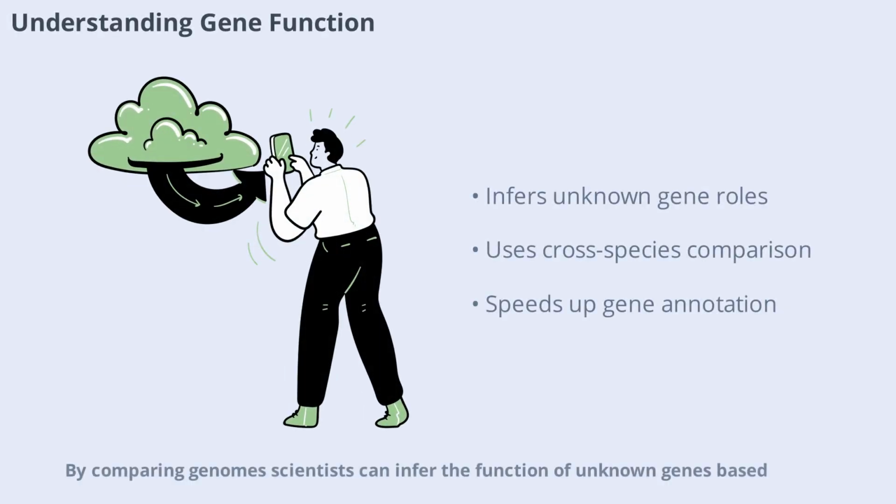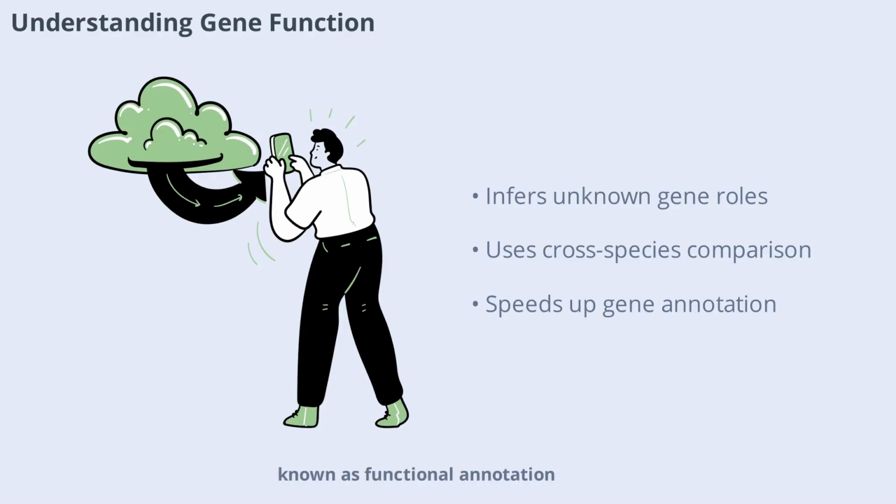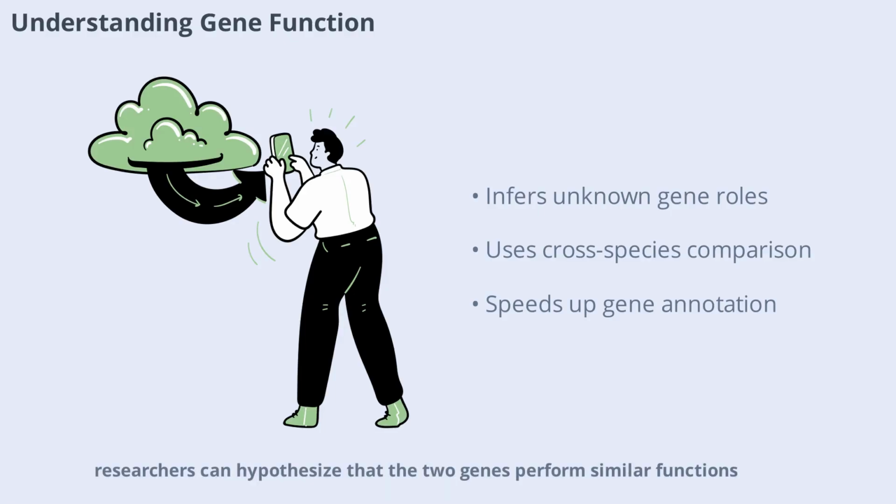By comparing genomes, scientists can infer the function of unknown genes based on their similarity to known genes in other organisms. This process, known as functional annotation, is essential for interpreting newly sequenced genomes. If a gene in one species has a well-understood role and a similar gene is found in another species, researchers can hypothesize that the two genes perform similar functions. This approach accelerates the discovery of gene functions and helps build comprehensive genetic maps.